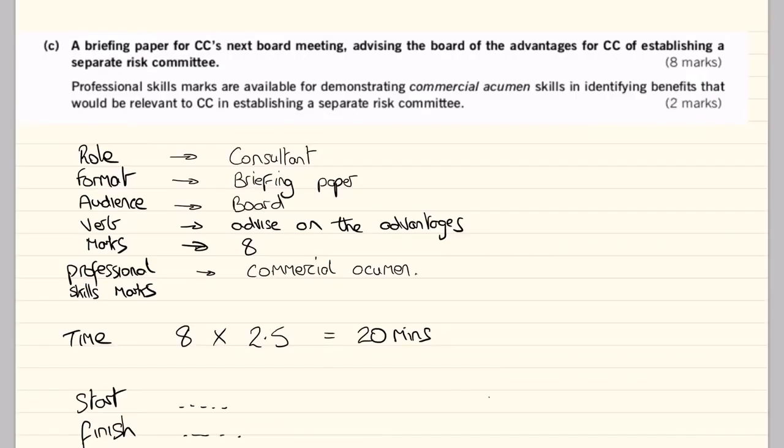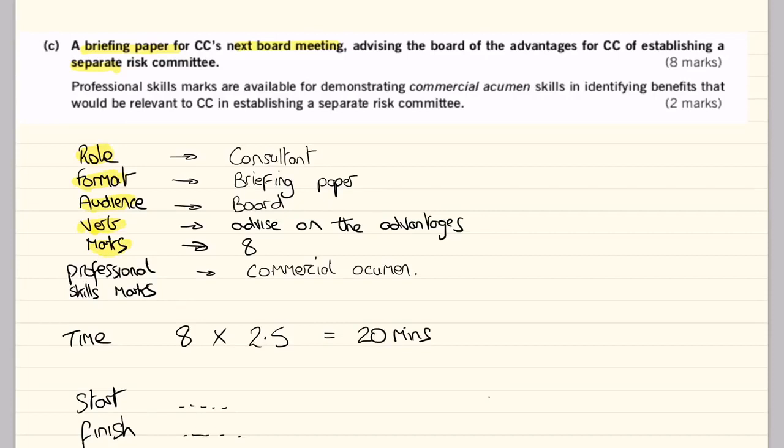Let's look at question 3 in more detail. Here we're required to produce a briefing paper for the next board meeting, advising the board on advantages of establishing a separate risk committee. Not a risk committee, a separate one. As always, we start off with our 6 questions. Who are we? We're a consultant. What format are we required to present this in? It's a briefing paper. Who are we talking to? The board. What verb is being used here? It's about advising on the advantages.